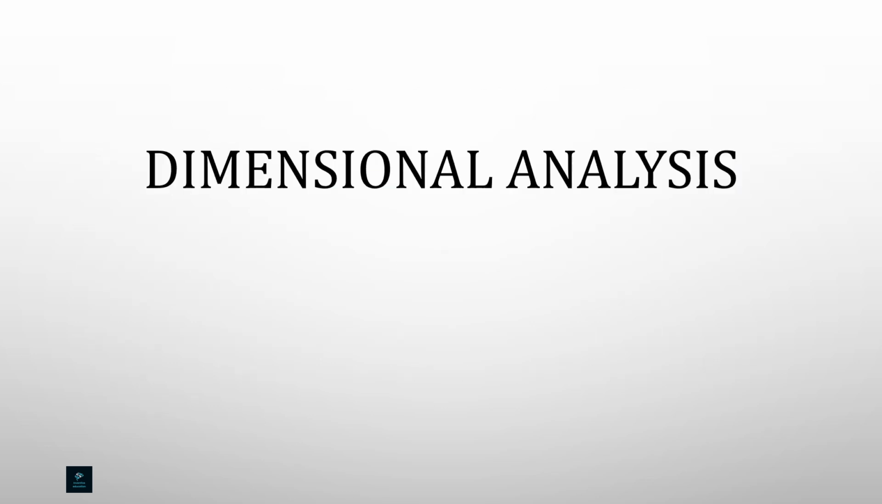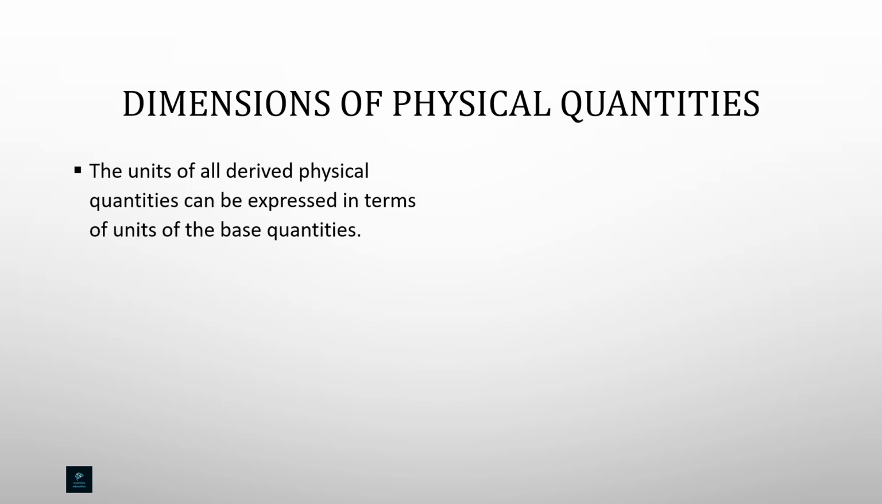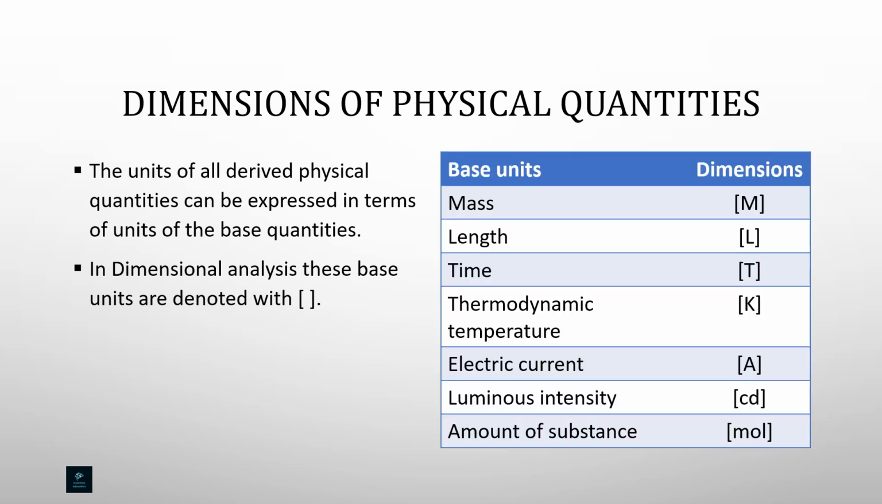Now we move to the last topic of this chapter, that is called dimensional analysis. Now what are the dimensions of physical quantities? The units of all derived physical quantities can be expressed in terms of units of the base quantities. In dimensional analysis, these base quantities or units are denoted within square brackets. Thus, for mass, the dimension is written as [M].